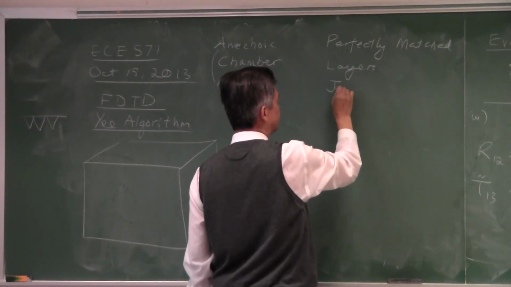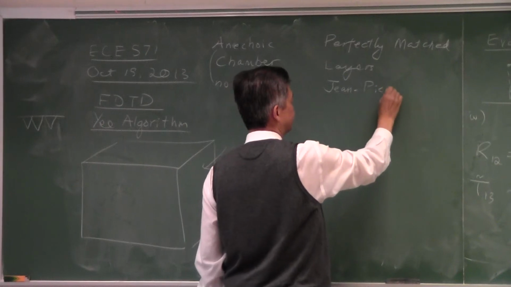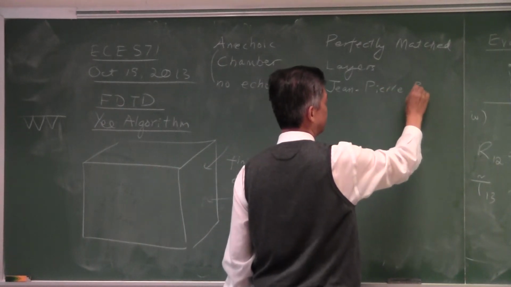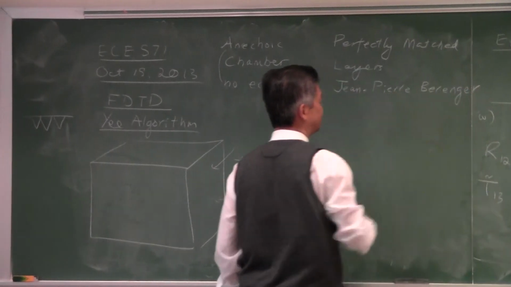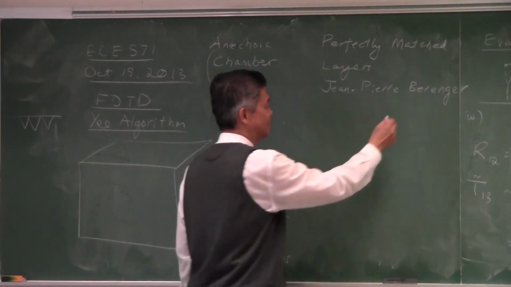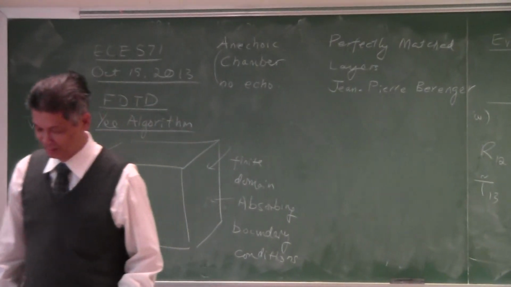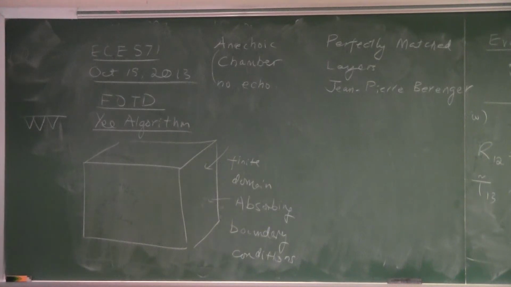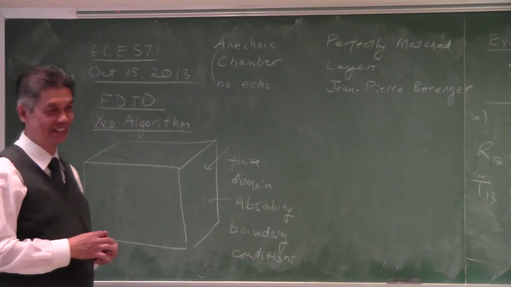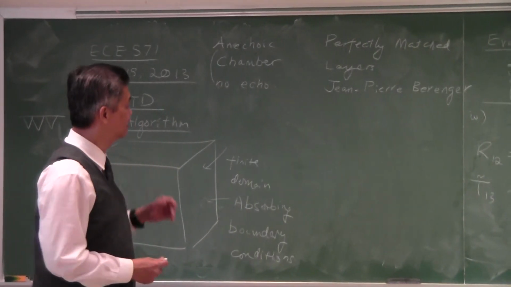Okay, proposed by Jean-Pierre Berenger. He's French, so we call him Berenger instead of Barringer. You see, we call Schlumberger instead of Schlumberger, okay, because Schlumberger is a French company.